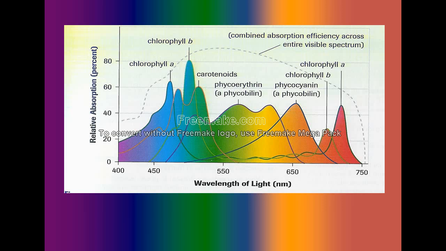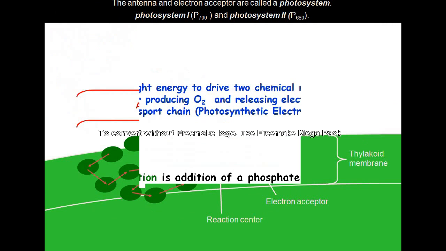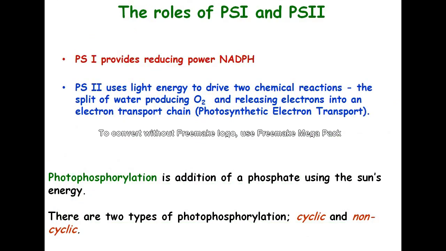Okay, so this is how the photosystems are organized in the chloroplast, and here we are going to start with photophosphorylation. That will be covered in the next video.